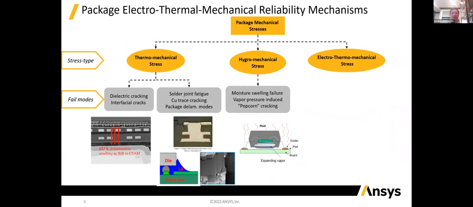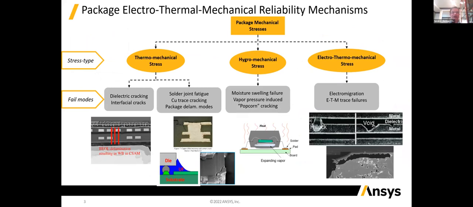There are three aspects of packaging mechanical stresses. The first category is thermomechanical induced stress. For this kind of stress type, there are dielectric cracking, interfacial cracks, solder joint fatigue, and copper trace cracking, and also the package delamination modes. And you can easily see that from the measurement lab.